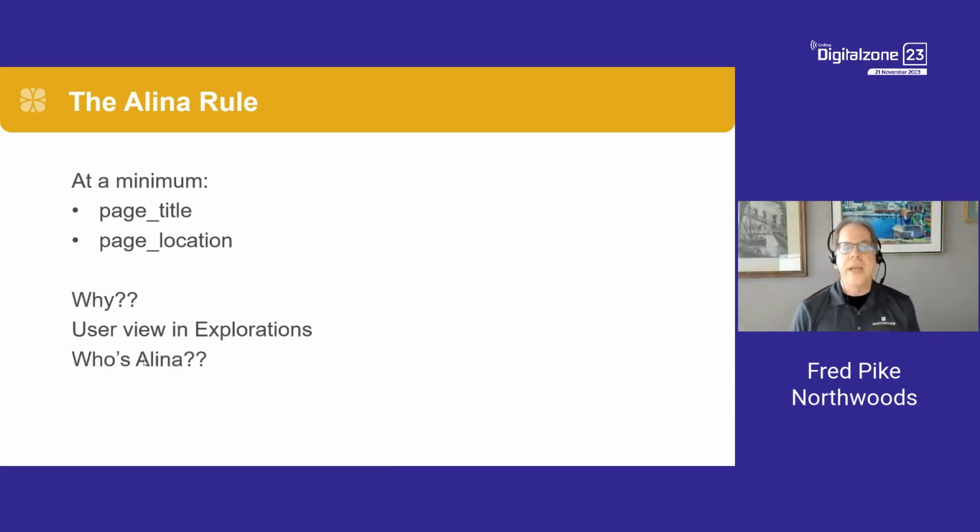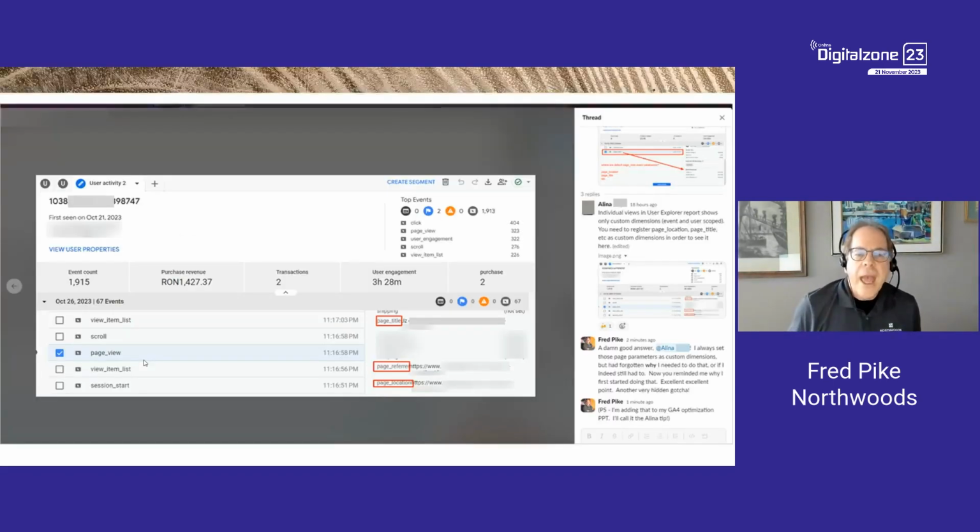Now, the question is, who is Alina? Alina is a person who reminded me why we do this. I'm part of a community, the Data-Driven You community, datadrivenyou.com. I'm a community expert there, and so I'm often helping people out in that group. And I love that group. It's a wonderful, wonderful company. So one of the questions that this person named Alina actually answered is, why would you put other custom definitions like page title and page location in your custom dimensions? It's because you can use them in your explorations.